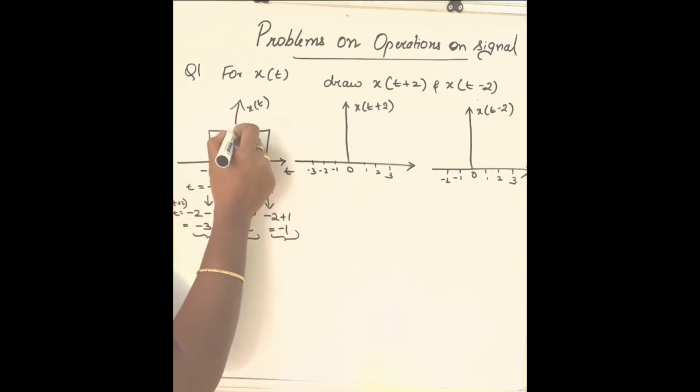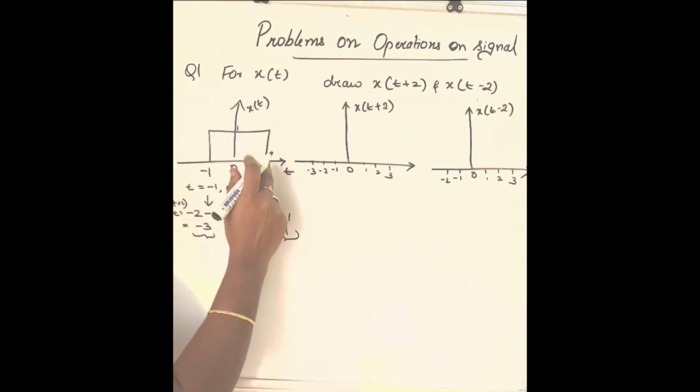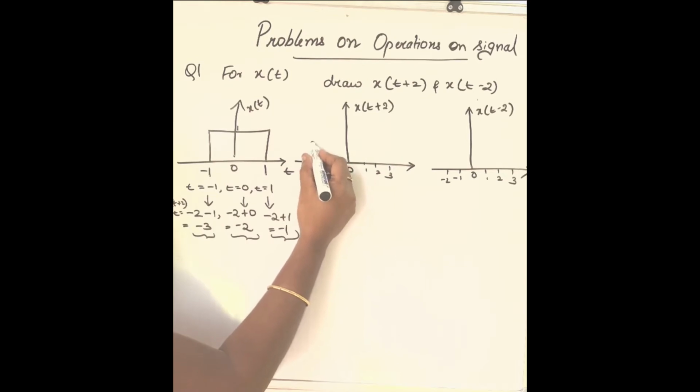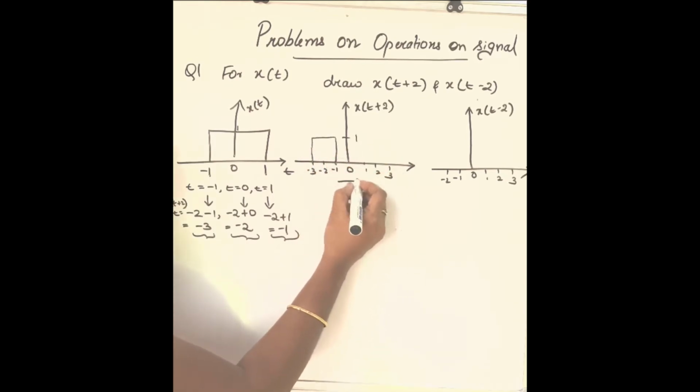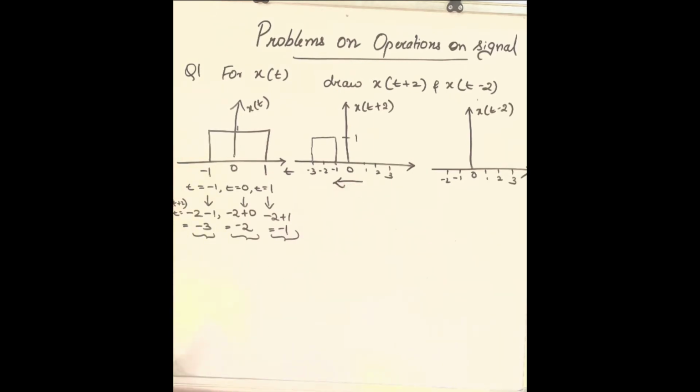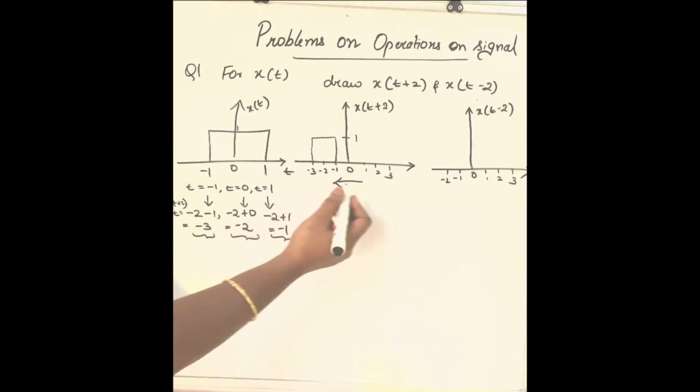See the amplitude? The amplitude is nothing but 1 for all three. It's a continuous time signal. Now here you can say the signal has been advanced by 2 for t plus 2.